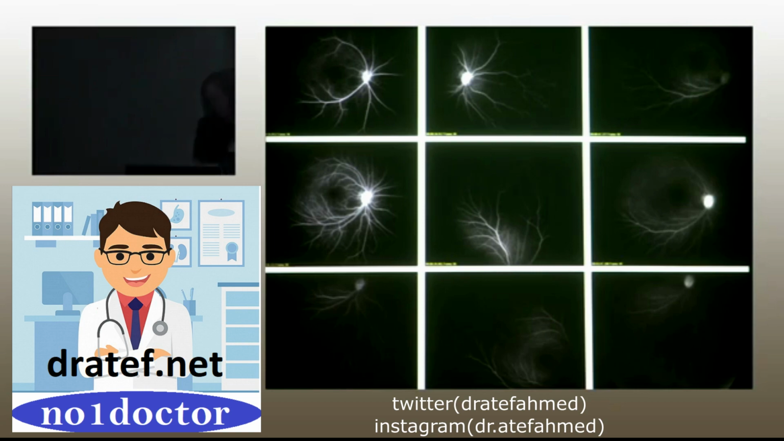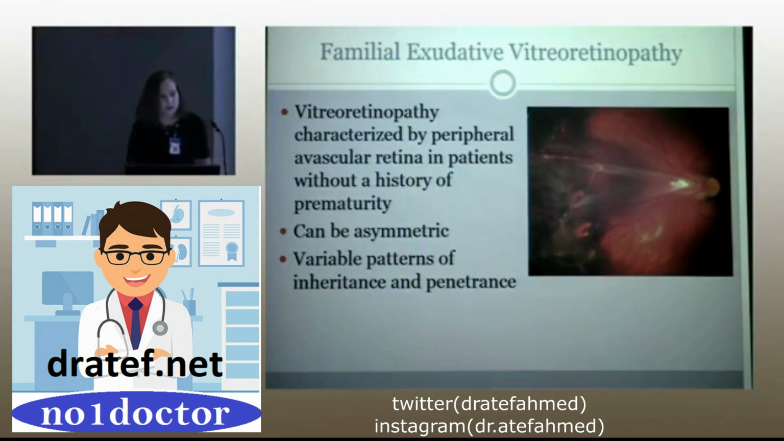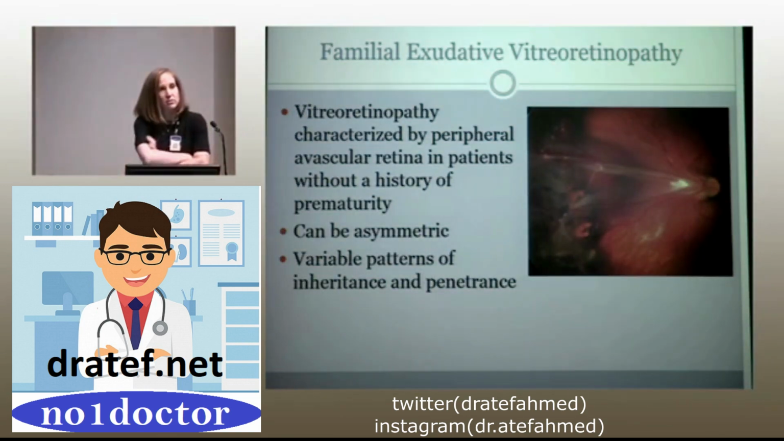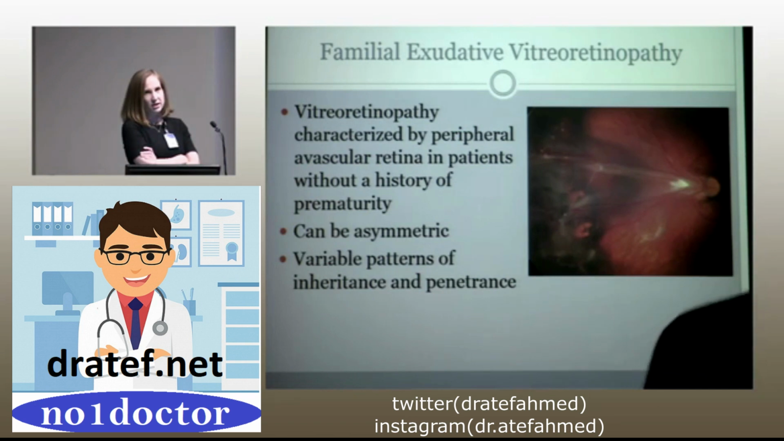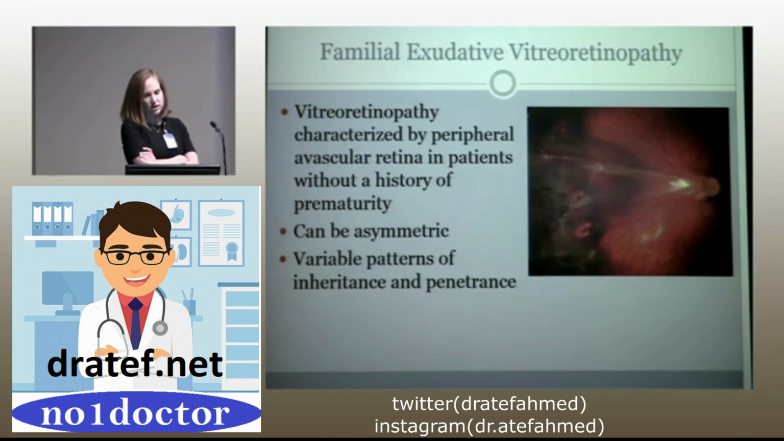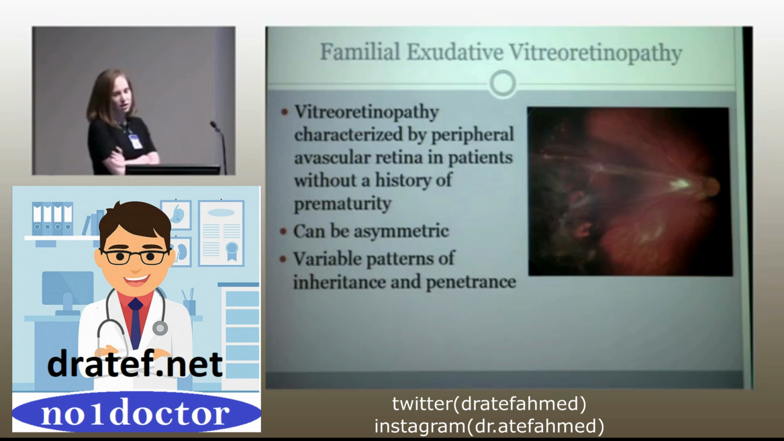We put this kid under anesthesia to answer that question a little better. So just to talk a little bit about FEVR, which is something I didn't see so much in residency or fellowship, but I've seen a couple of cases and picked up on a few cases as an attending. It's characterized by peripheral avascular retina in patients without a history of retinopathy of prematurity. It really looks like ROP, can be very asymmetric, and has variable patterns of inheritance and penetrance.